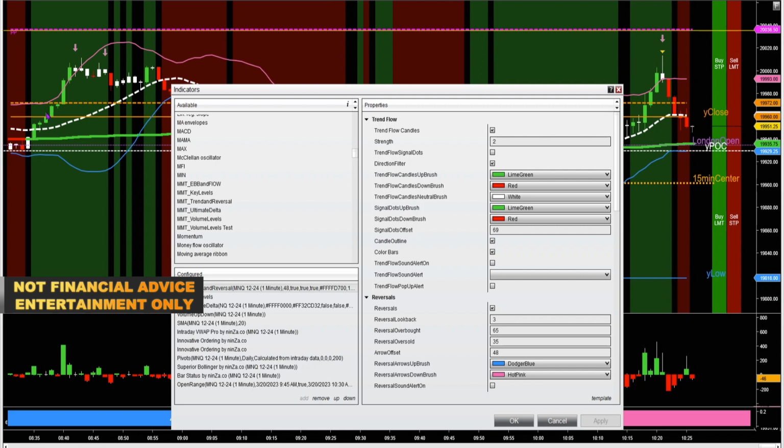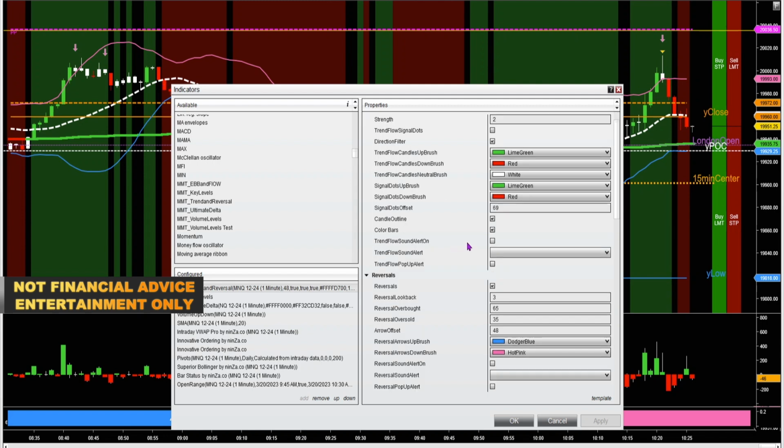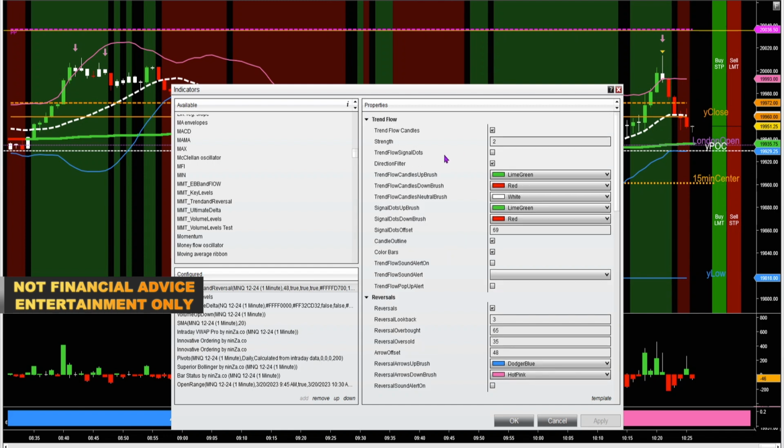So the trend flow is painting the candle colors: green for positive, white for neutral, red for a downtrend. There's also options for sound alerts or pop-up alerts or signal dots. So if you're trying to find the best settings, play around with the strength, you might want to try a 1 or a 2. Those would be my favorite two settings, a 1 or a 2. Try playing around with the direction filter being on or off. Those would be the two main adjustments for the trend flow candles.